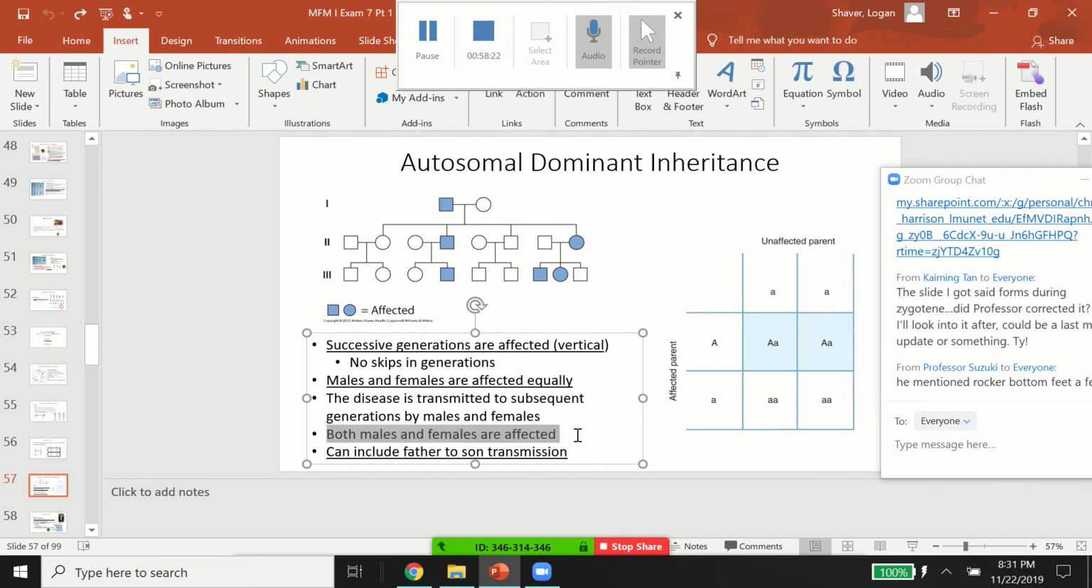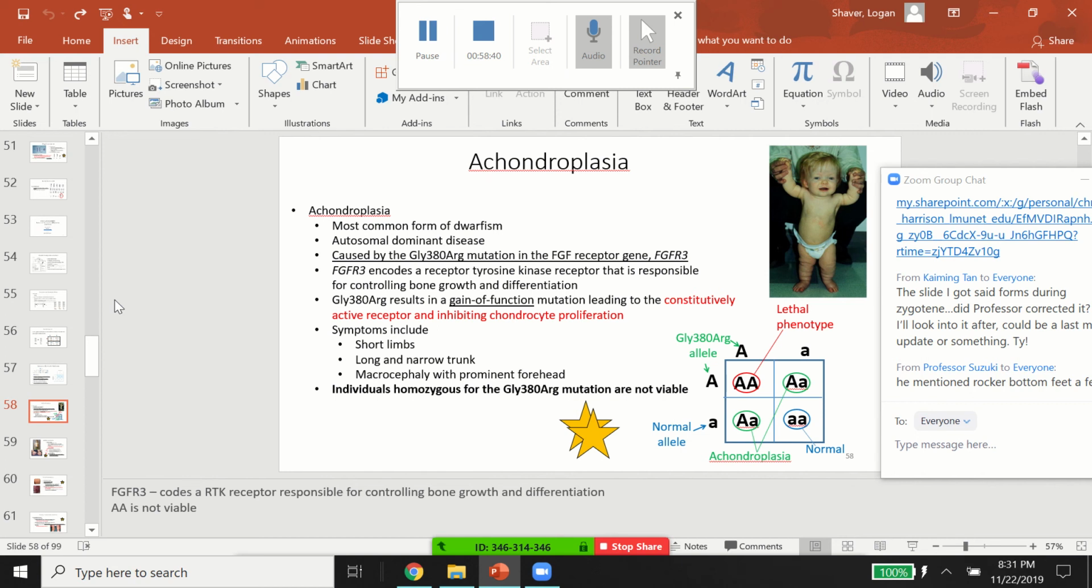What's really helpful is that a lot of these differ on whether males or females are affected. But with autosomal dominant, both are affected, so it doesn't really matter at all. Okay, so autosomal dominant includes every generation, and it's not picky. It's going to affect everybody.